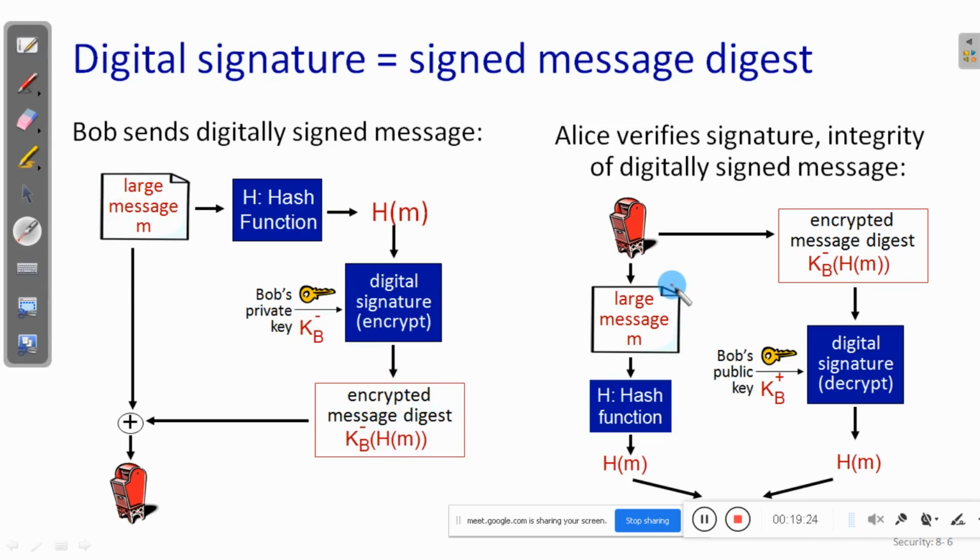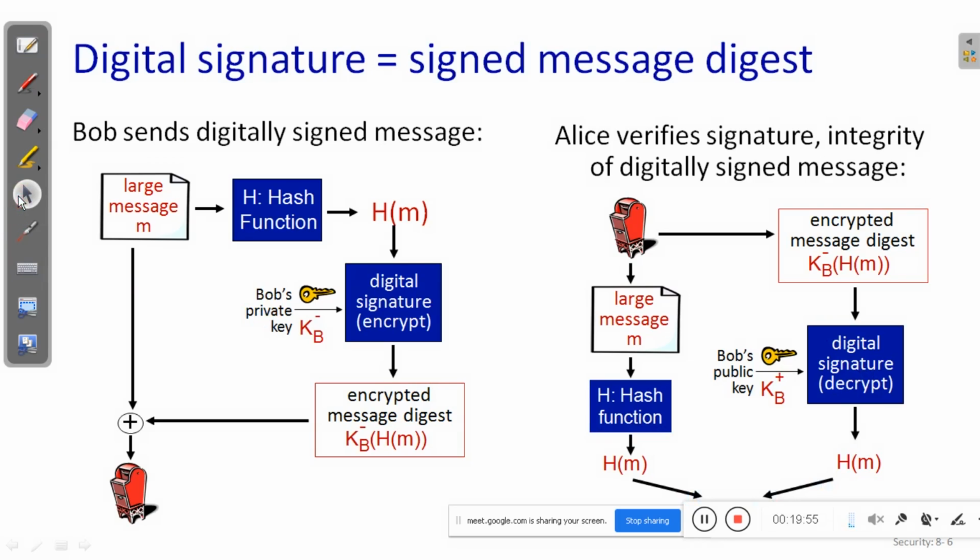On the other end, the receiver will take the message and compute the hash value. He will take the encrypted digest, and by using the public key of the sender, he will decrypt it. Actually, this is called a digital signature. He will compute the hash function of the original message, and he also has the hash value he got through the decryption process. He will compare both. If both are the same, then there is no modification of the message.